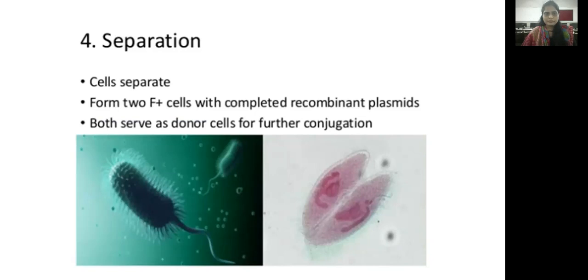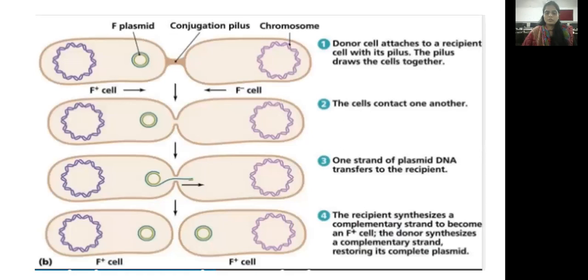Then separation. Cells are separated. It forms two F plus cells with the completed recombinant plasmid. Both serve as donor cells for further conjugation. After that, the pilus which was formed breaks down. The cells are separated, and at the end of this process, both the cells become male F positive cells, and they are ready. They can donate F plasmid to another female cell. So this is the complete process which is shown in the diagram.